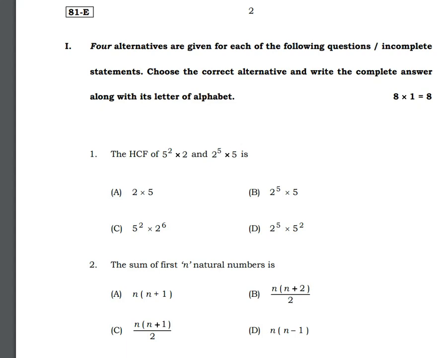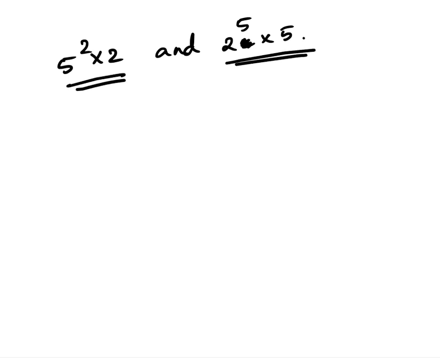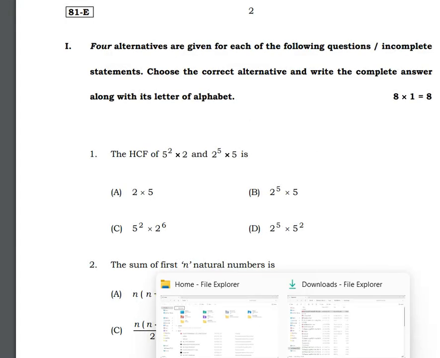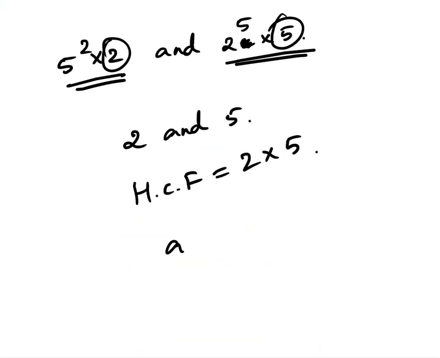The HCF of 5 square into 2 and 2 power 5 and 5 is... So if we look here, the common factors from both the numbers are 2 and 5. Therefore, HCF is 2 into 5. So that is the first option.